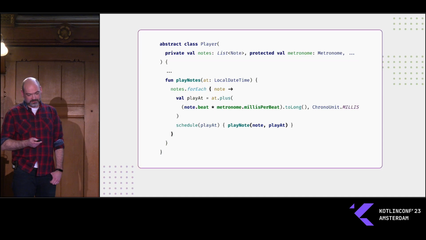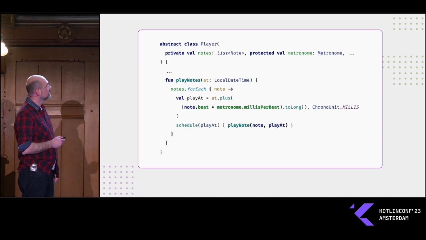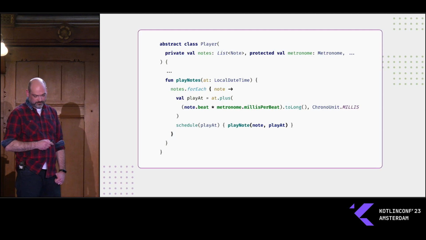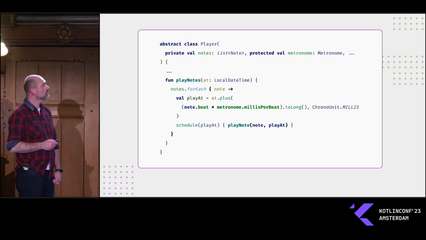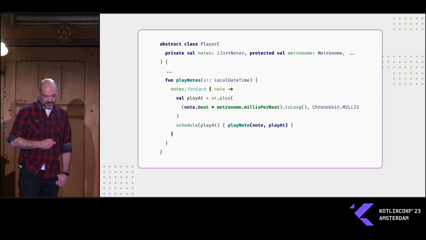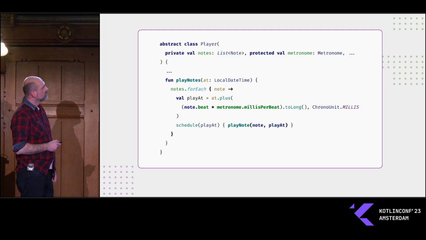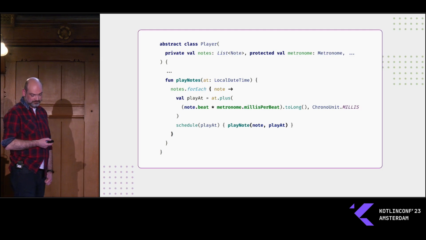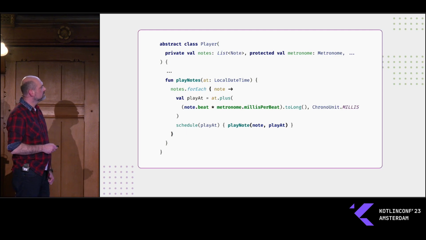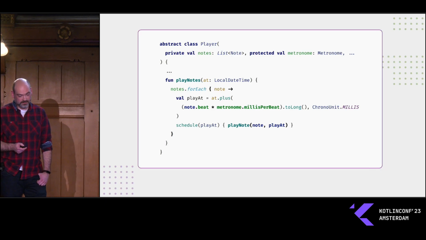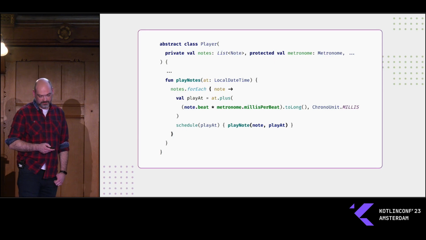And having those two, we can now implement a player. A player takes the list of notes in the new structure I showed before, and this metronome, and it has a function that plays all the notes at a given time. It iterates through all the notes and computes the play time for each note. It takes the note beat and calculates how many milliseconds this beat means, multiplies it, and adds it to the start time, and at that play time it schedules the second function, which actually plays the note.